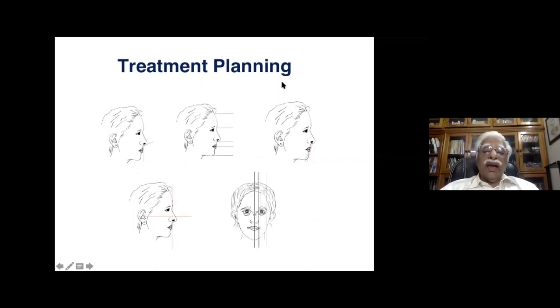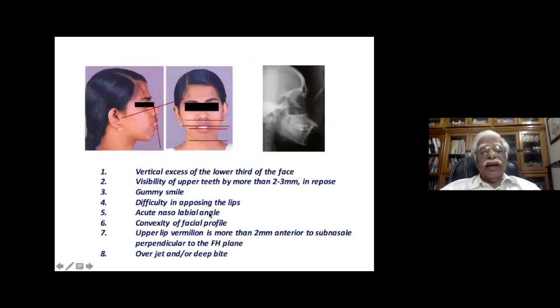For treatment planning, I have already mentioned the nasolabial angle, proportions of the face, and the aesthetic lines, the subnasal perpendicular. Facial asymmetry can be assessed by vertical as well as horizontal lines, or by putting the photograph on a grid. You will be able to assess where the problem lies. I'll come to that a little later.